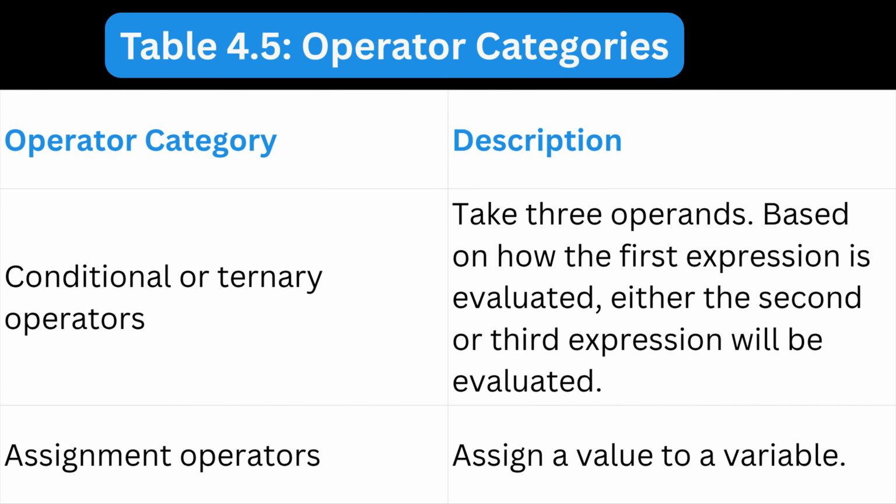Continuing with Table 4.5, let's explore the remaining operator categories that help us understand how PHP groups and organizes different types of operations. We just looked at unary and binary operators, so now let's examine another important group, conditional or ternary operators. These operators are slightly different from the others because, instead of working with one or two operands, they work with three. That's why they're called ternary operators.